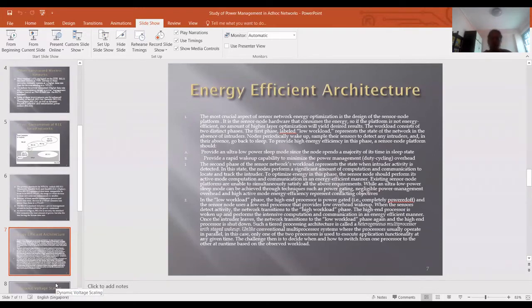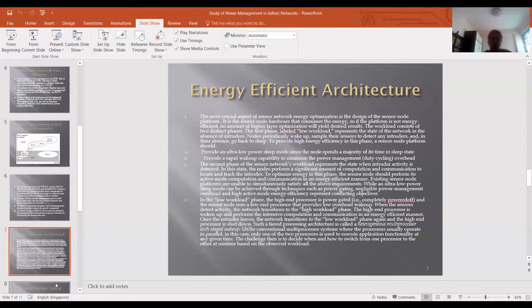Now, here comes the energy efficiency architecture. The most crucial aspect of sensor network energy optimization is the design of the sensor node platform. It is the sensor node hardware that consumes the energy. So if the platform is not energy efficient, no amount of higher level optimization will yield the desired results. The workload consists of two distinct phases. The first phase, which is labeled low workload, represents the state of the network in the absence of intruders. Nodes periodically wake up, sample their sensors to detect any intruders, and in their absence, go back to sleep. To provide high energy efficiency in this phase, a sensor node platform should provide an ultra low power sleep mode, since the node spends a majority of its time in the sleep state, and provide a rapid wake-up capability to minimize the power management overhead.